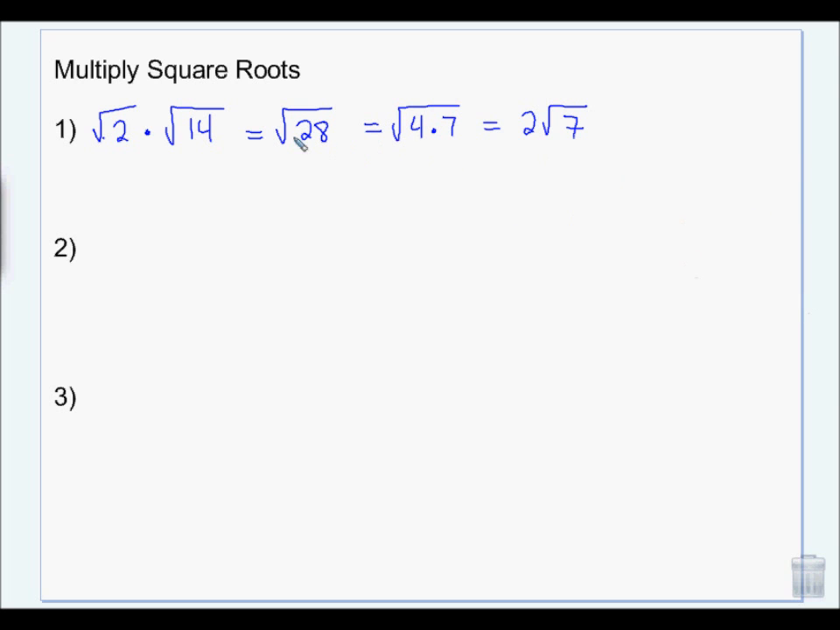And again, if you didn't see that 28 was 4 times 7, you might see that it was 2 times, well, 14, and that 14 was 2 times 7. And then find your pair of 2's.